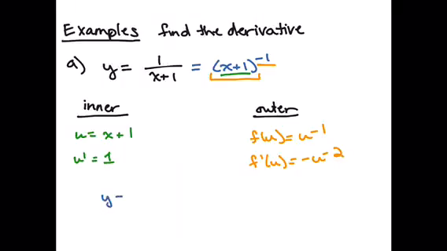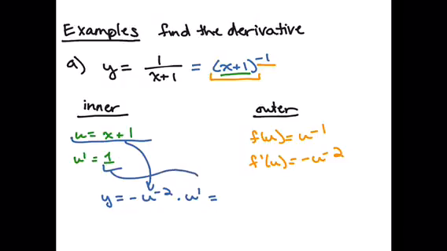So the derivative of my function would be negative u to the negative 2 times u prime, and when we substitute our u back in here and our u prime, then we get negative x plus 1 to the negative 2 times 1, and I can rewrite that as negative 1 over x plus 1 squared, which would be the same answer I would get if I had used the quotient rule on this problem.